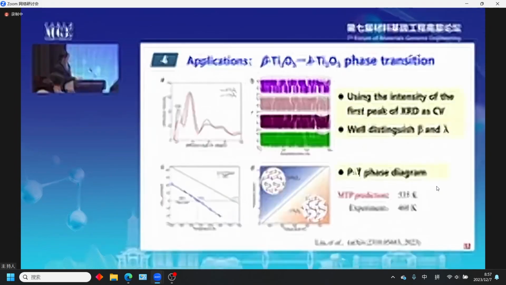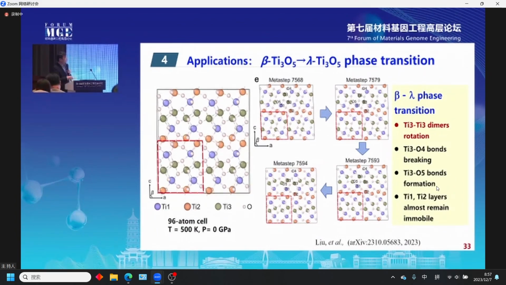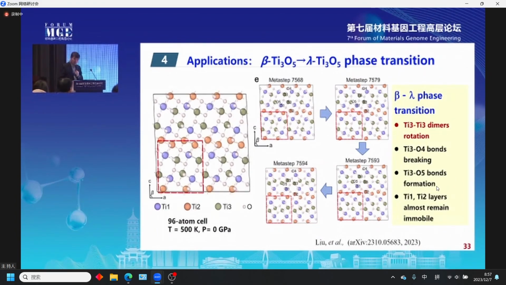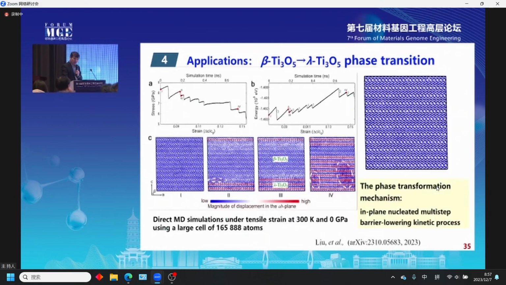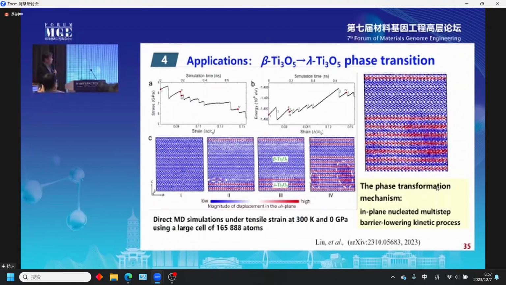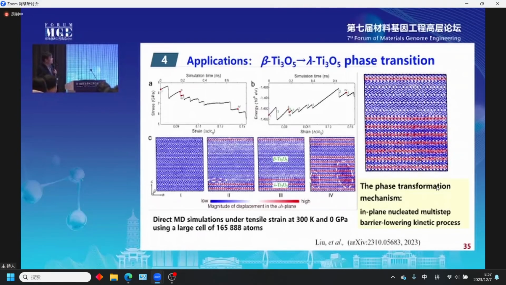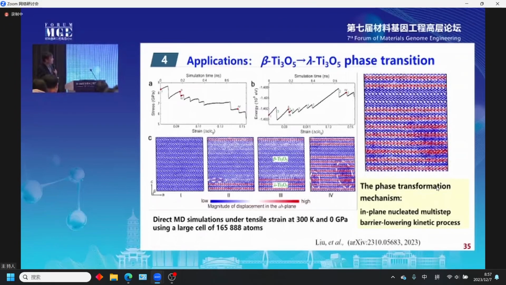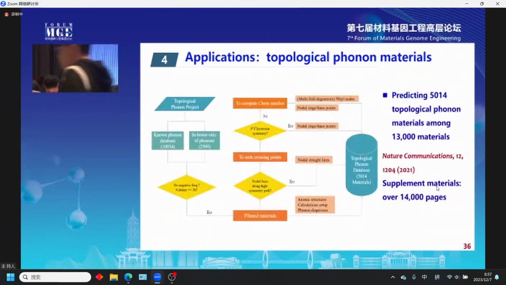We get the experimental phase transition at the temperature. And also we found this titanium trimer rotation in the plane is very important to induce the phase transition at just a very low temperature. And also using large-scale dynamics simulation with the MTP potential, we found this kind of transition is really special. They just go layer by layer. It's a new kind of thing.